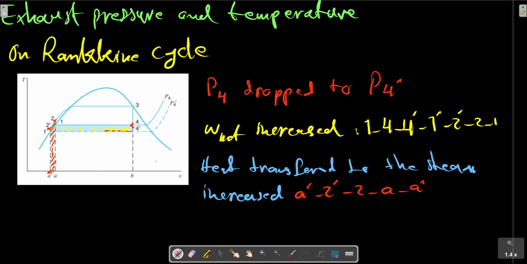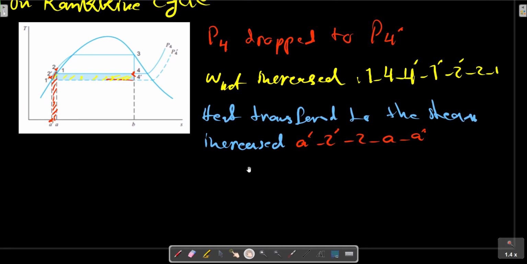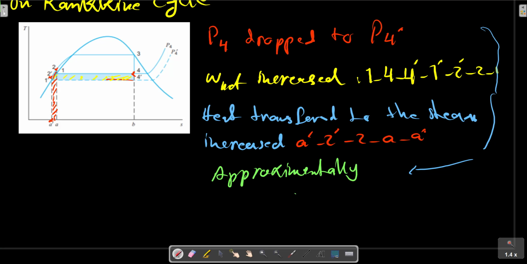Since these two areas are approximately equal, A prime, 2 prime, these two areas are approximately equal, and A prime, 2. The net result is an increase in cycle efficiency.